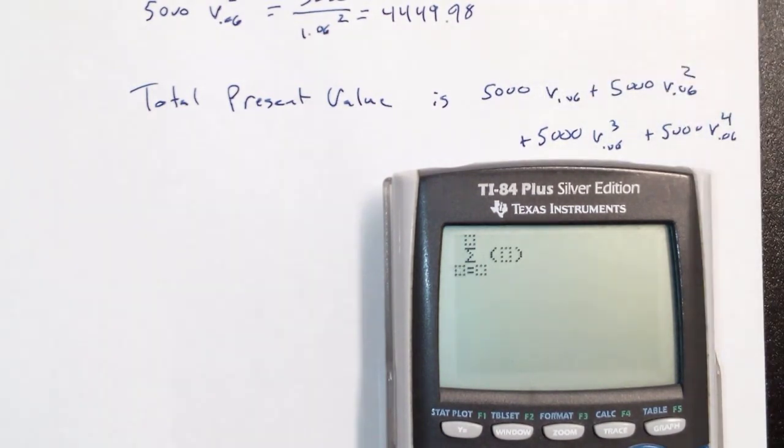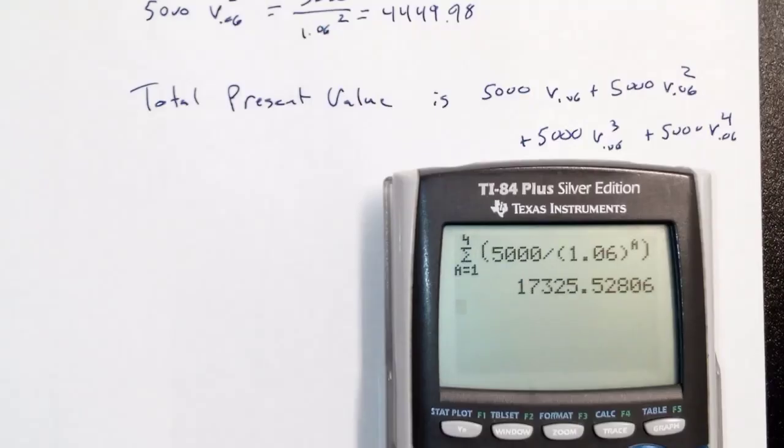So if I say we're going to let A go from 1 to 4, then I can do 5,000 divided by 1.06 raised to the A. And it'll add it all up in one fell swoop and give me a total of $17,325.53.